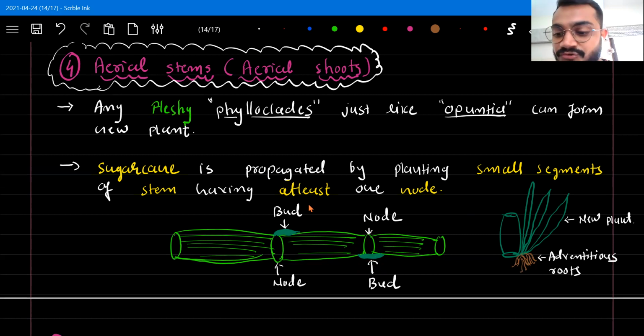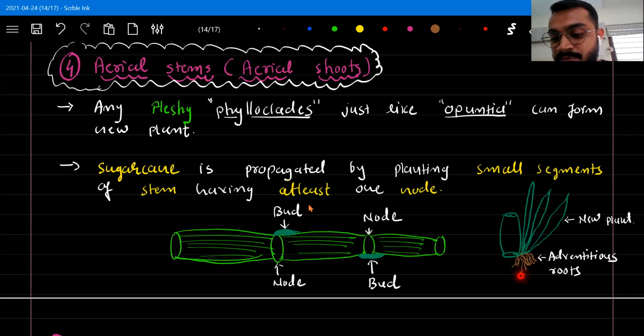This is called the aerial stem. Those are the aerial stems, and we plant that aerial stem into the ground, into the soil. For example, from this one node here, this is how the new leaf will develop, the new plant of that sugarcane.